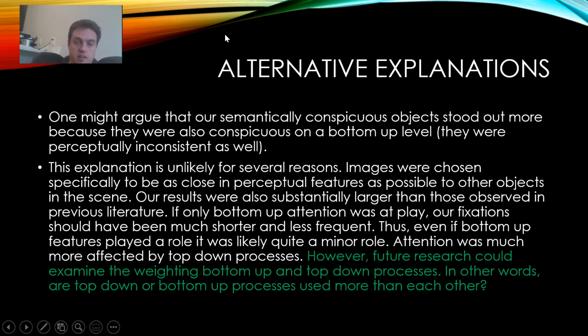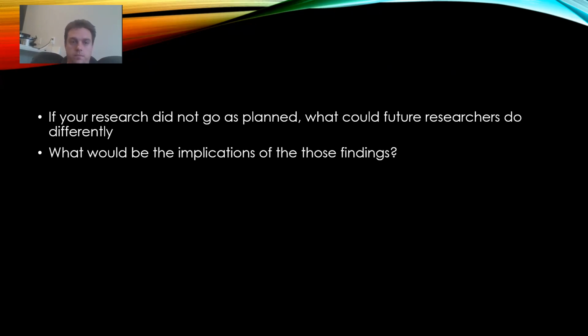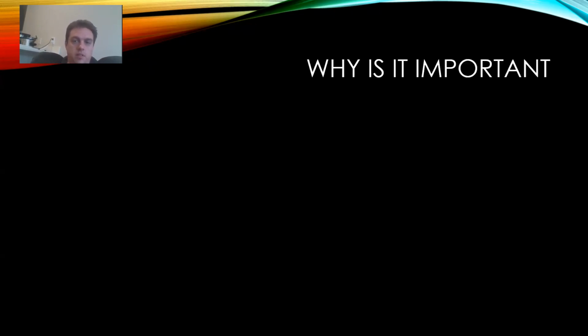And like I said, future directions can go along with other sections. Let's say I was arguing as to why this was an issue of semantic uniqueness as opposed to perceptual uniqueness. What I acknowledge here is that even if bottom-up features play a role, it's likely a minor role, but future research could tease these apart and look at their respective importances. So this is just an example of where future directions can coincide with other parts, like alternative explanations. Just an important thing here.